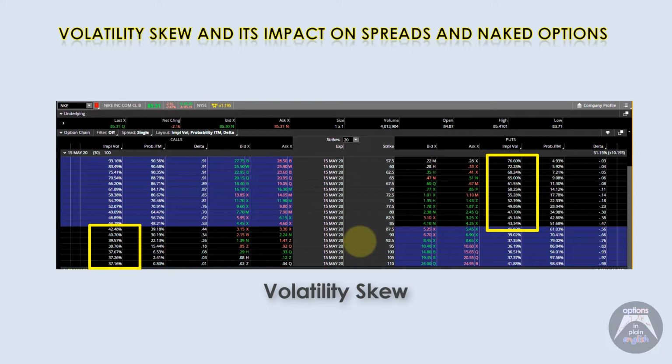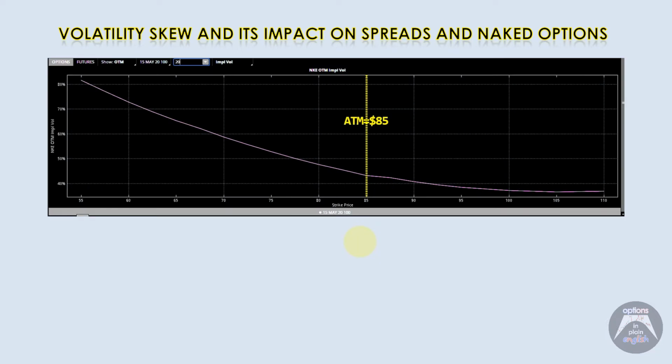Basically, not every strike has the same volatility, and this is called the skew. We'll take a look at how Nike's options have different implied volatilities based on strike. Here we're plotting implied volatility versus strike price, focusing only on the out of the money options. As you know, implied volatility is a measure of how expensive or cheap an option is, because the level of implied volatility is directly related to the price of the option.